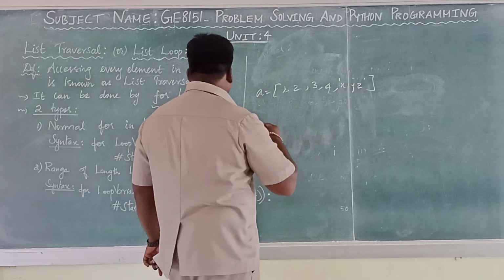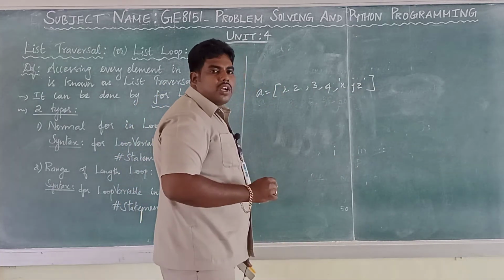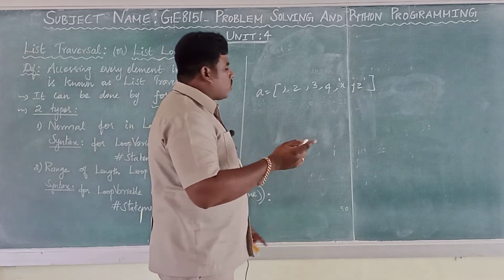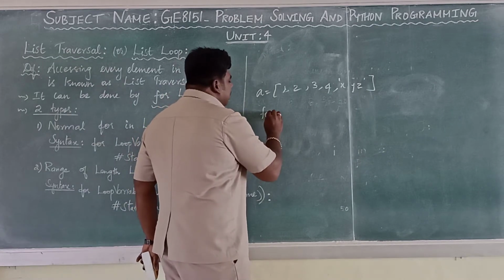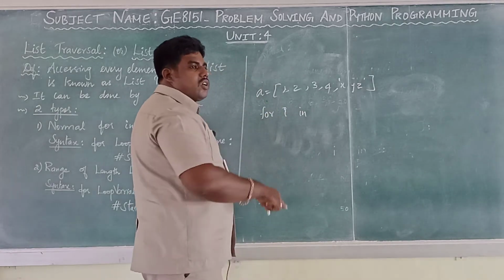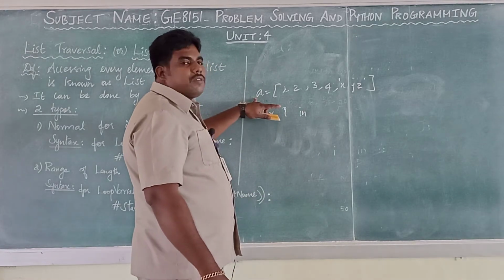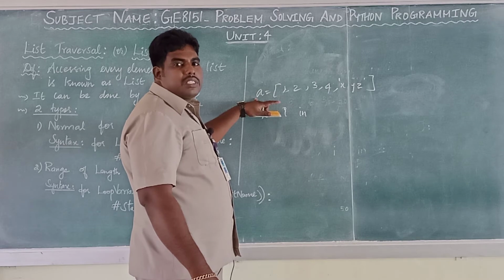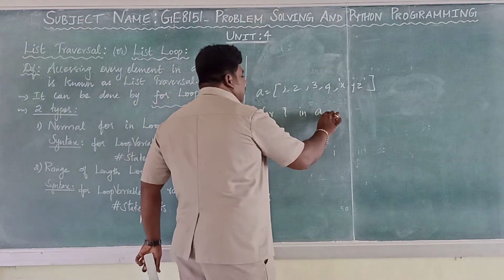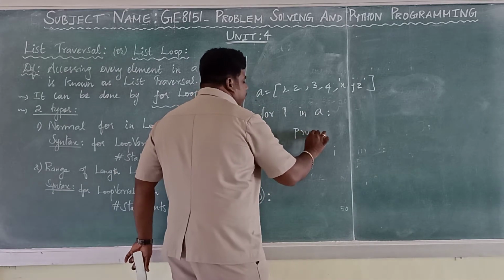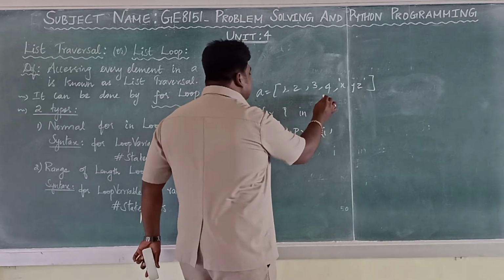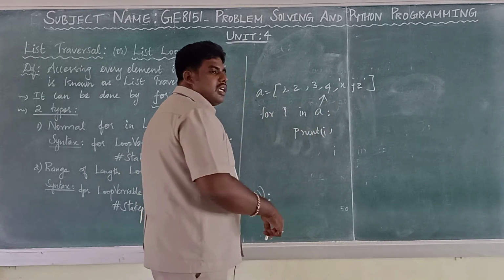So what's the syntax? For I in, for variable in sequence. Here my variable name is I, and the sequence data type we are using is a list. What's the list variable name here? A. So: for I in A, print I. What is this A? A is nothing but this list.